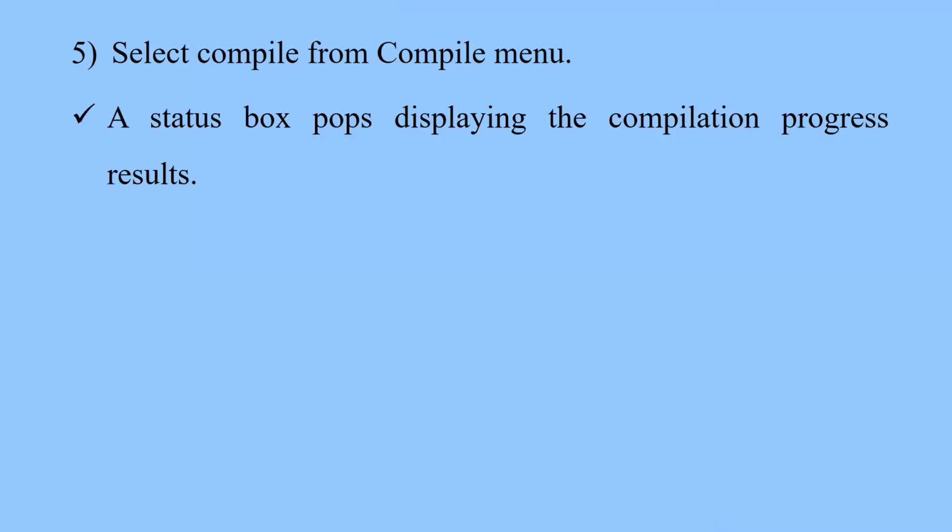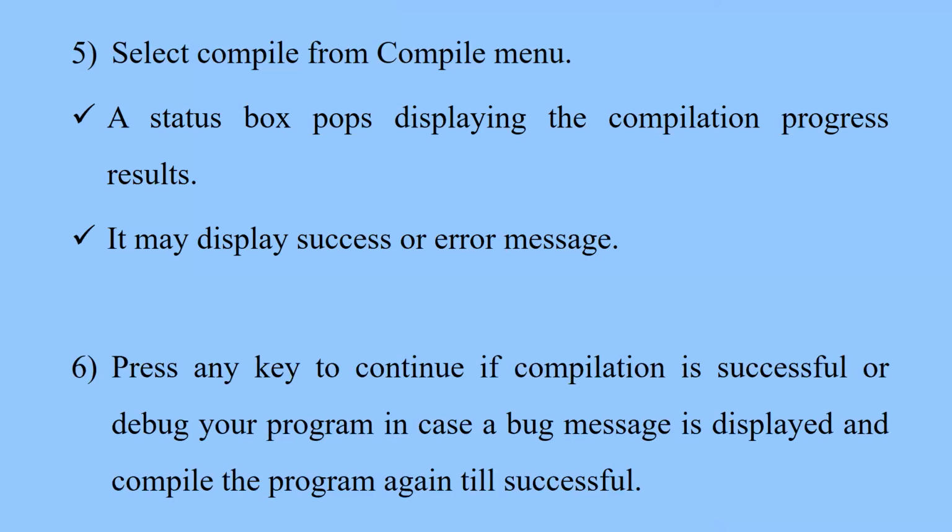Number 5, once you are through with typing your instructions and you have saved that file so that in case of power loss or failure you don't lose your work, you can then proceed and select Compile from the Compile menu. Compile is for compilation purposes. In other words, this is where you invoke the compiler to go through your source code and convert it respectively. So a status box pops up displaying the compilation progress results. It may display a success or error message.